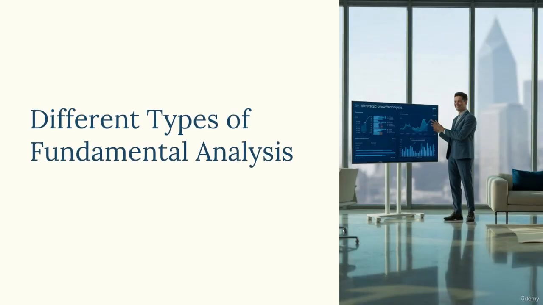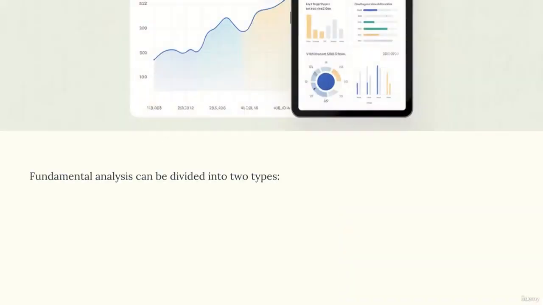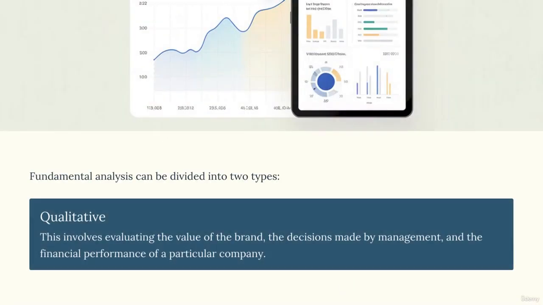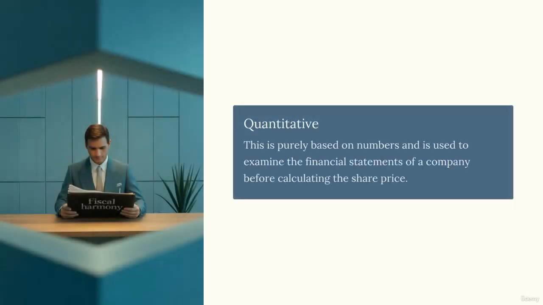Different types of fundamental analysis. Fundamental analysis can be divided into two types. Qualitative. This involves evaluating the value of the brand, the decisions made by management, and the financial performance of a particular company. Quantitative. This is purely based on numbers and is used to examine the financial statements of a company before calculating the share price.